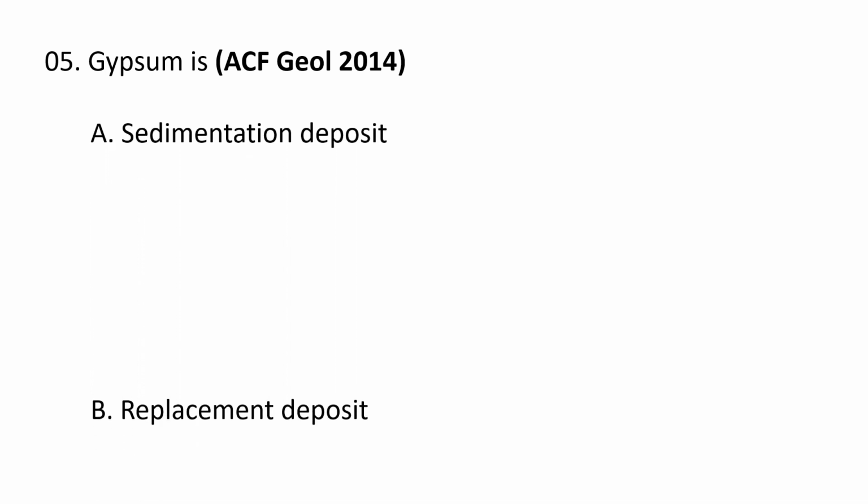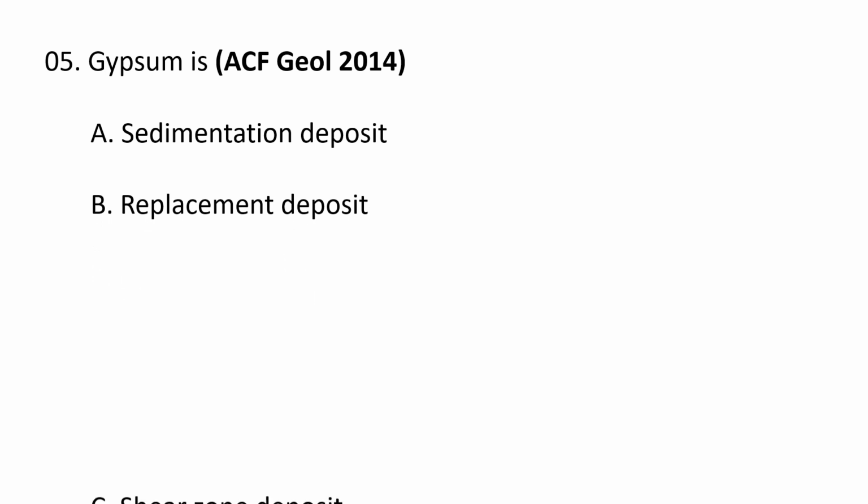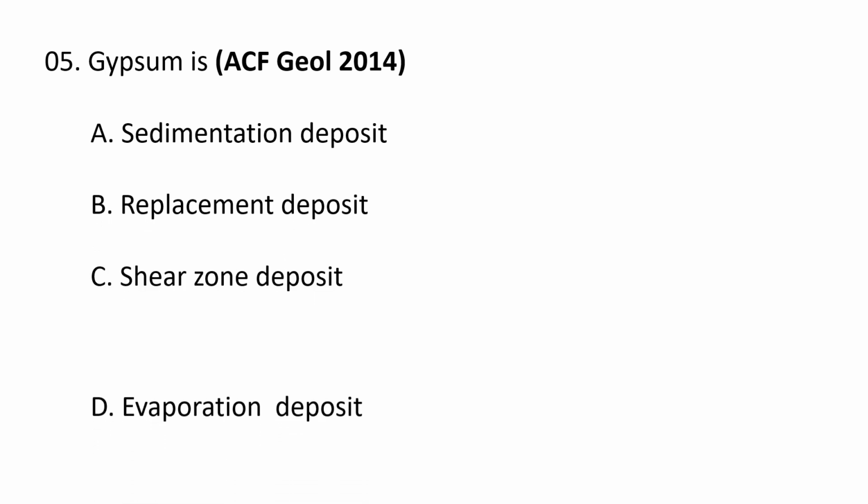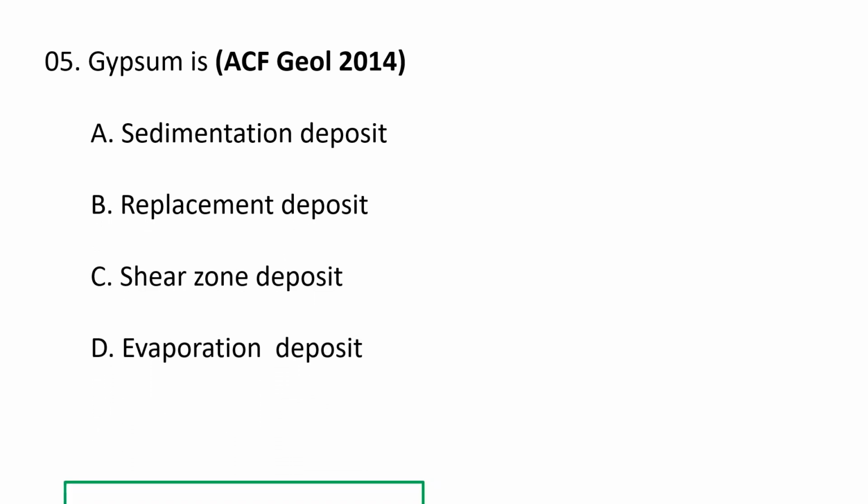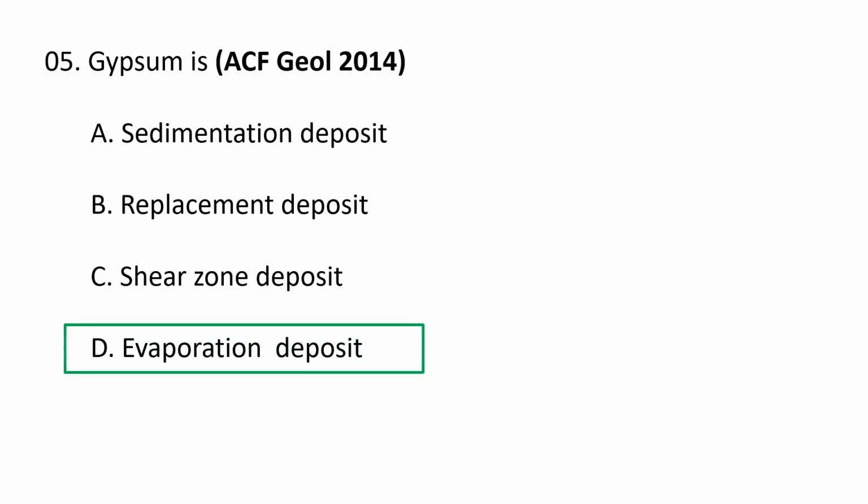Next question. Gypsum is. What kind of a deposit? A, sedimentation deposit, B, replacement deposit, C, shear zone deposit, and D, evaporation deposit. Gypsum is an evaporation deposit. It is also known as evaporite. Gypsum is hydrated calcium sulfate, CaSO4 2H2O, and it is an excellent example of evaporite. So D is the correct option.